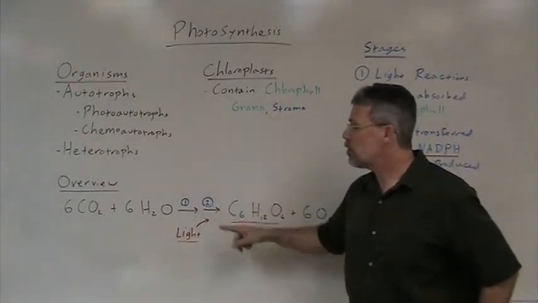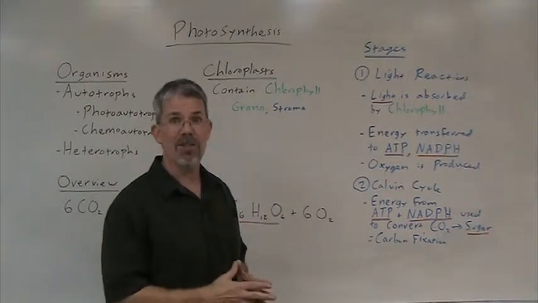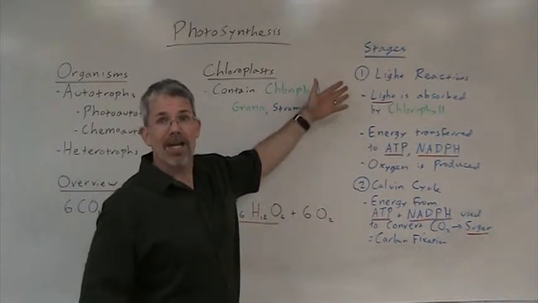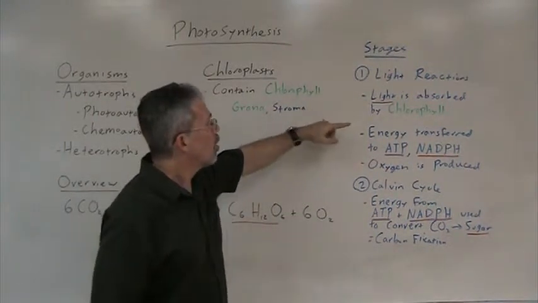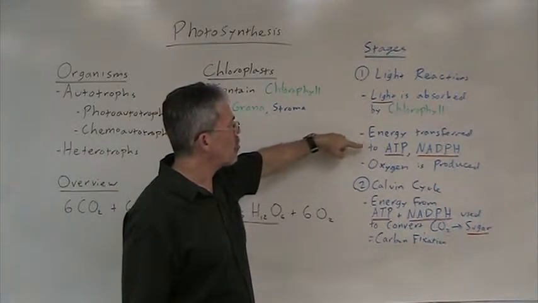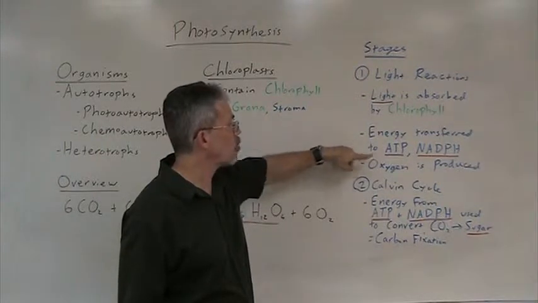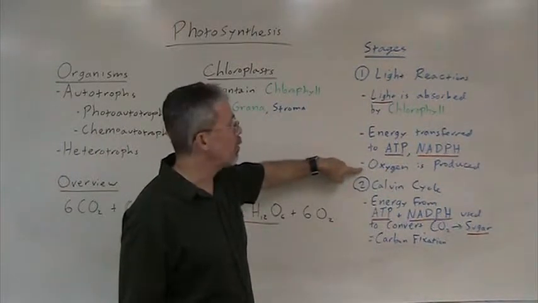Now, there are two major steps in photosynthesis, the light reactions and the Calvin cycle. As the name implies, the light reactions require light. Chlorophyll absorbs light, and that transfers the energy to ATP and a coenzyme called NADPH. Oxygen is produced in the light reactions.